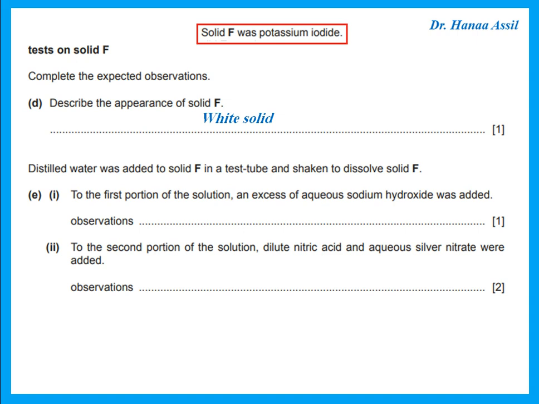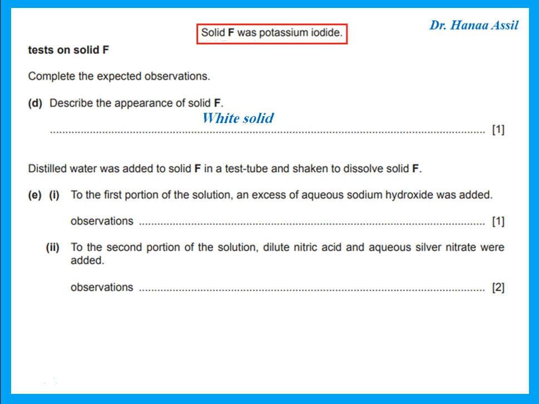Then he says distilled water was added to solid F in a test tube and shaken to dissolve solid F. So again, remember, we have potassium iodide. To the first portion of the solution, excess sodium hydroxide was added.